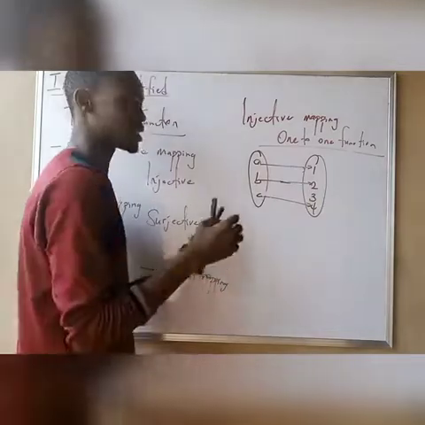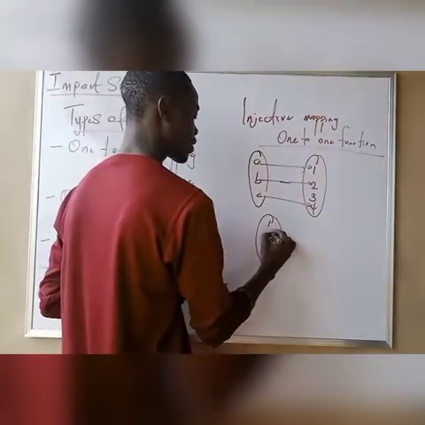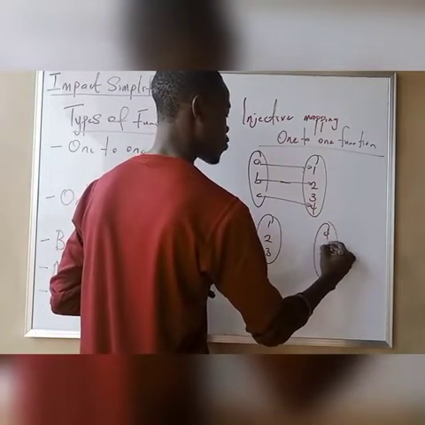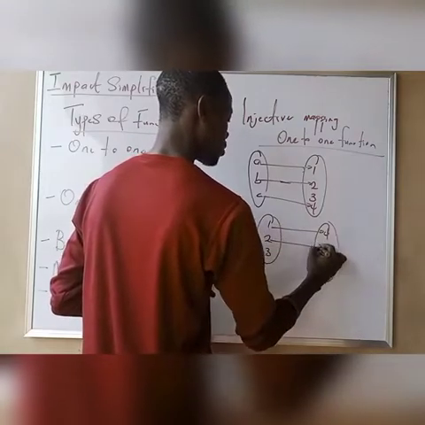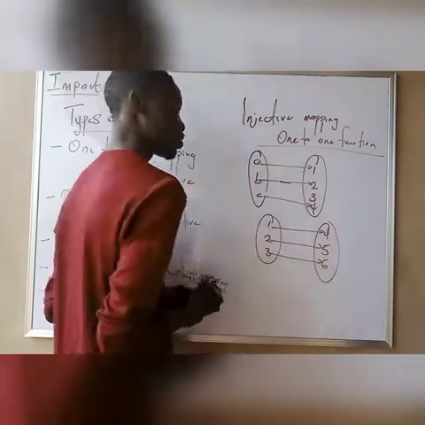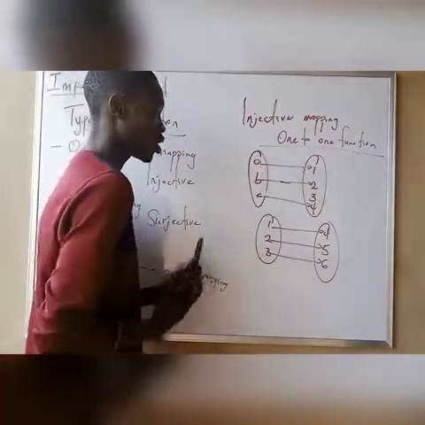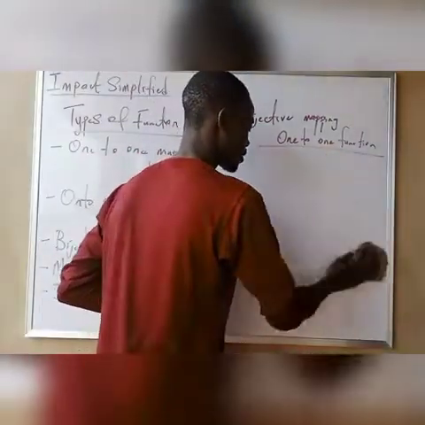So these are the examples of injective. Let's look at another example of that. We have 1, 2, 3. The input variable is 1, 2, 3. Let's say the output variable is 4, 5, 6. So that will lead us 1 to 4, 2 to 5, 3 to 6. So these are the examples of injective. But we are not looking at the graphical representation.